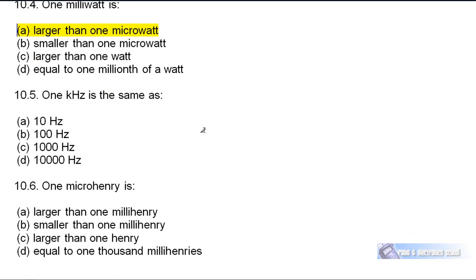Question 10.5. 1 kilohertz is the same as, or kilo means 1,000 hertz, so 1 kilohertz is 1,000 hertz.